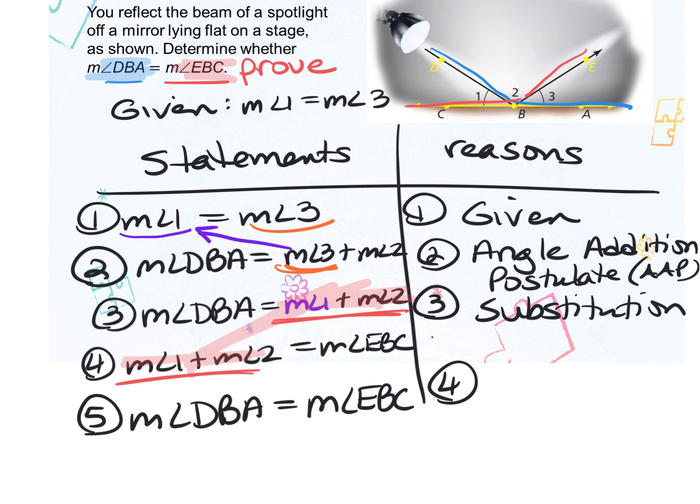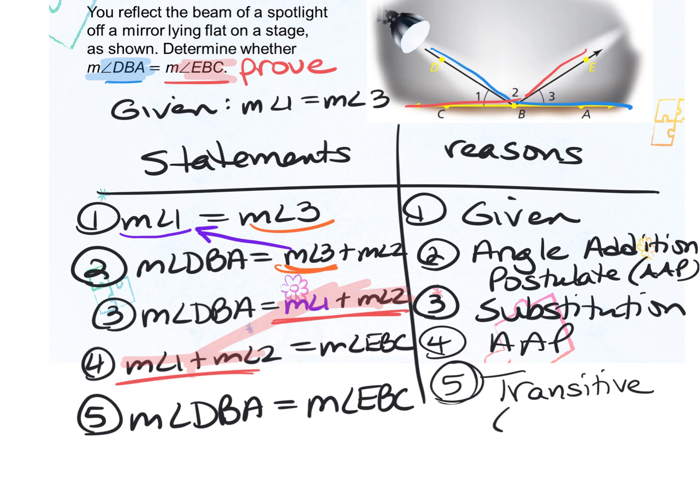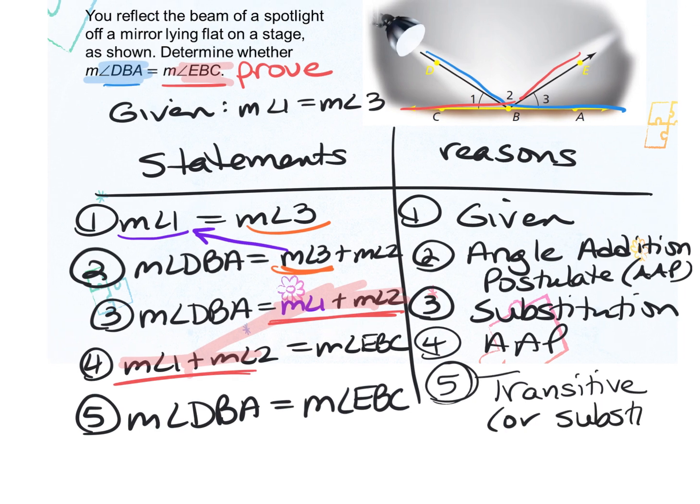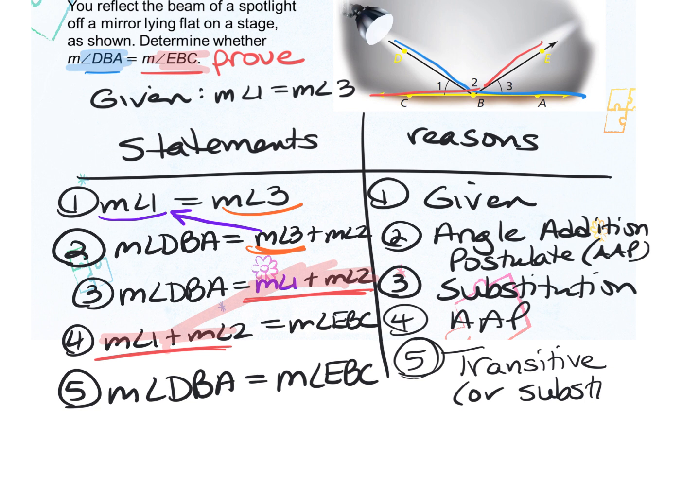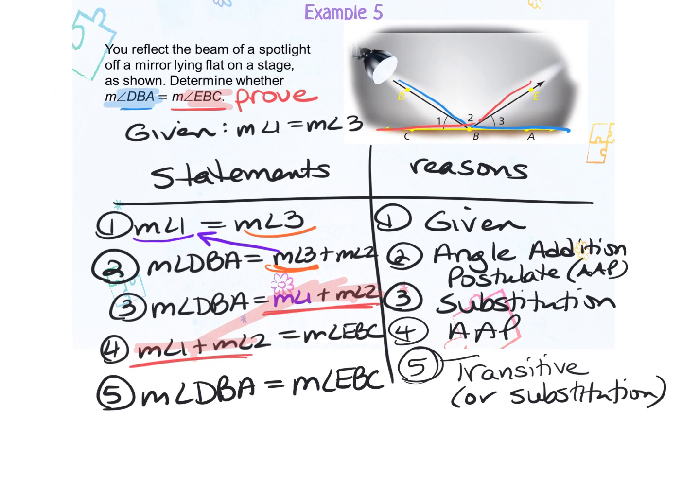Oh, I forgot a step here. This is 4. This was AAP again. And then 5 is transitive. Now, technically on the test, you could also tell me it was substitution. But on big ideas, transitive is going to be the better option that they'll be looking for. And that's a little introduction into what you're going to see coming up in the next 2 sections. It's not in tonight's homework.